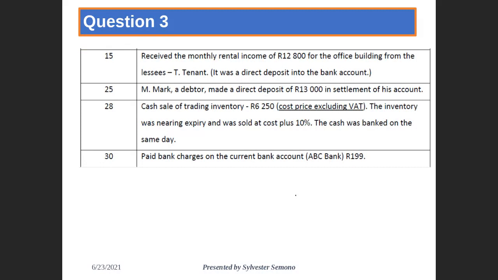On the 15th, received monthly income of 12,800 for office building from a lessee, meaning someone is using our apartment or our space and we are receiving rental income. Please tell me where to go. Tell me where to go when it comes to this one.